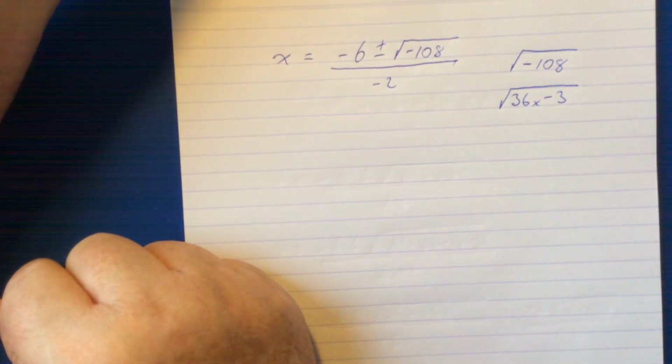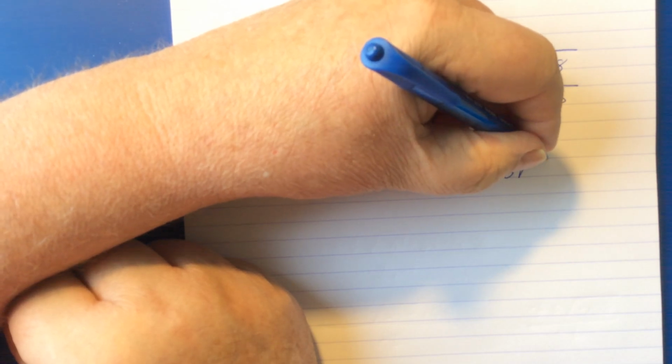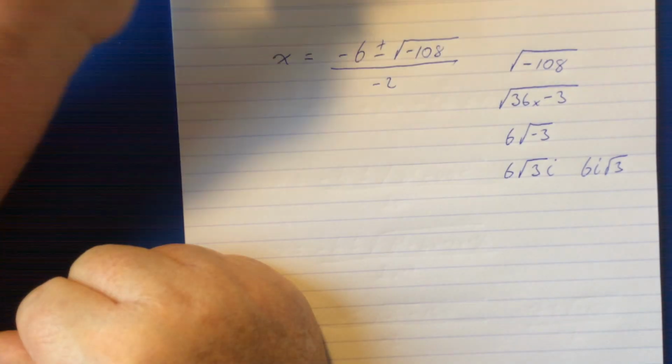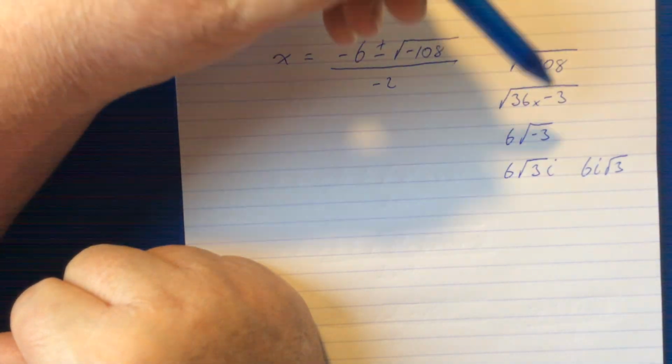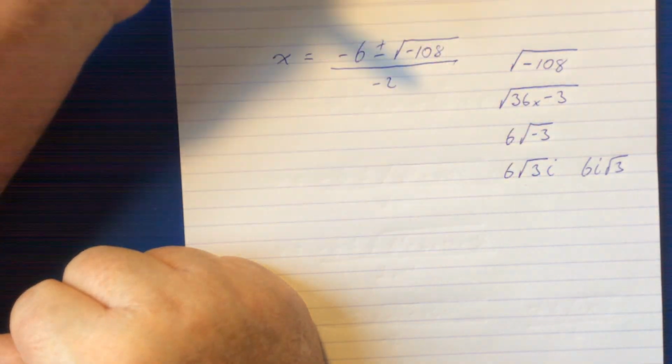is the same as 36 times negative 3, which is the same as 6 root negative 3, which is this. Now that i is outside of the radical, so we could write it 6i root 3 if we wanted to. That might be a little more confusing for people, but this stands for the imaginary number and this thing is a complex number.